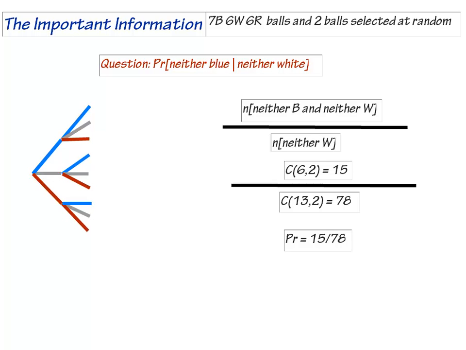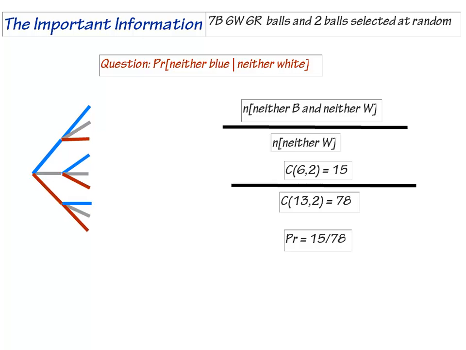first we'll look for where it's neither blue nor white. So we'll take away all of the lines that have blue or white in them. And when we do that, we only get the red. And as you can see from the right side, there's this combination, 6 choose 2 ways to choose red and red, and so there's 15 different ways. And then what we do is we do where it's neither white.